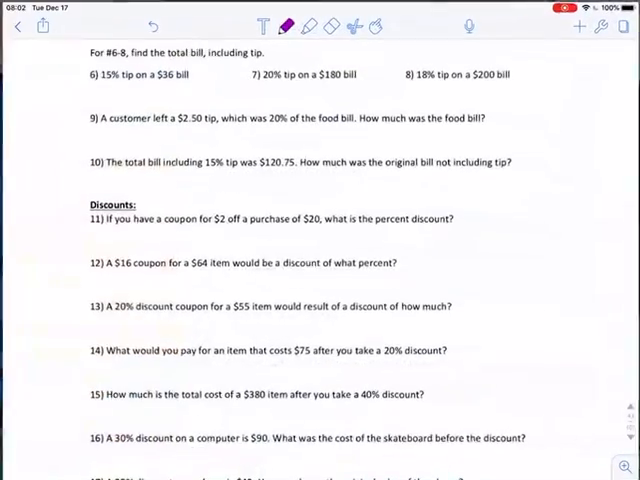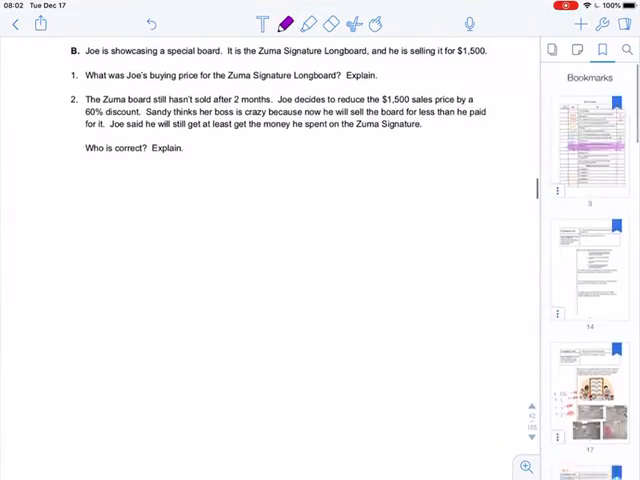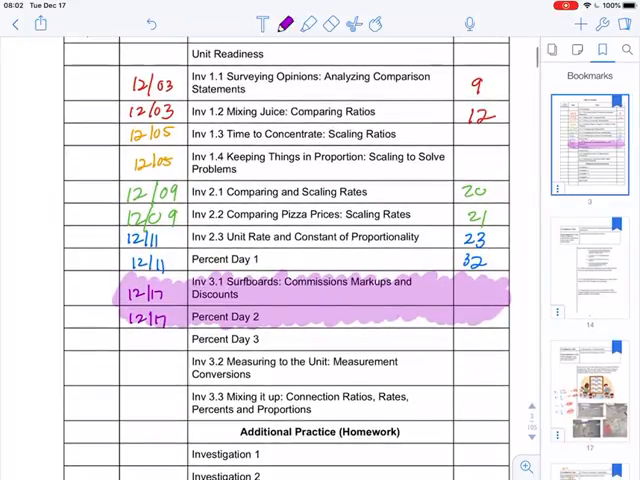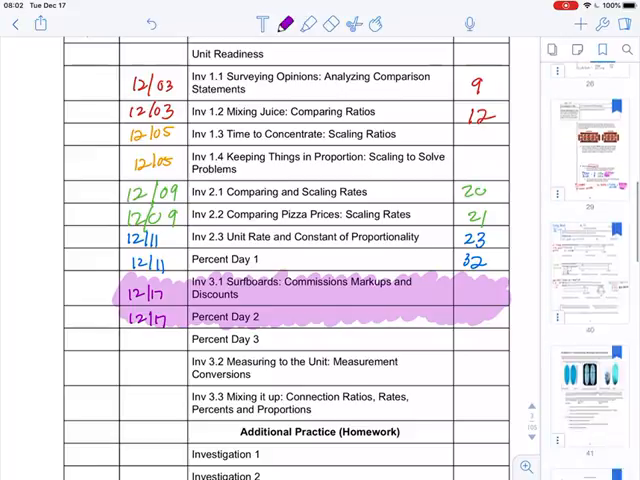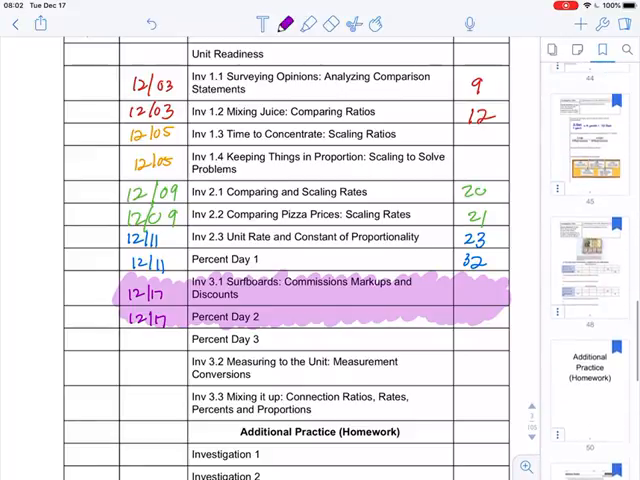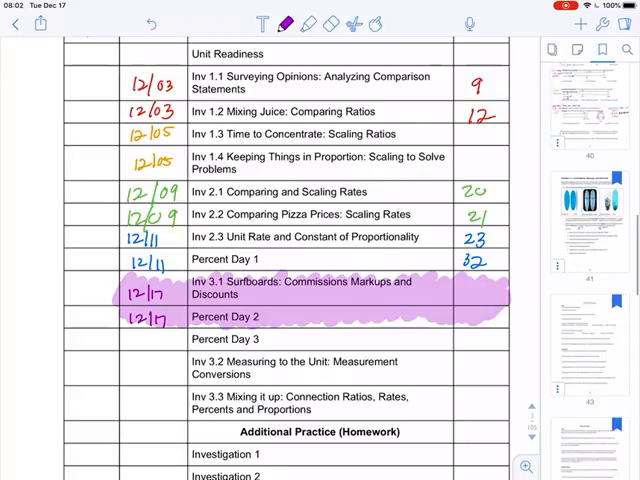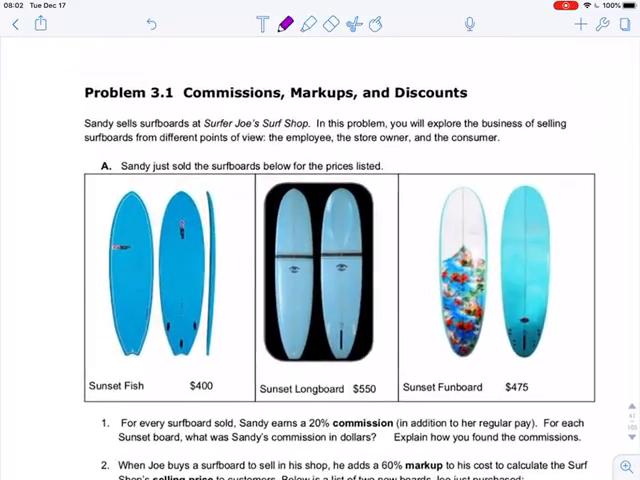All right, so today we are working on 3.1 commissions, markups, discounts, and percents, and percent day 2. All right, so here we go. Surfboards, commissions, and markups. This one's a little bit tricky. Takes a little bit of maneuvering around of items, so just keep that in mind. So markups, discounts, we have to understand what each of these items means.